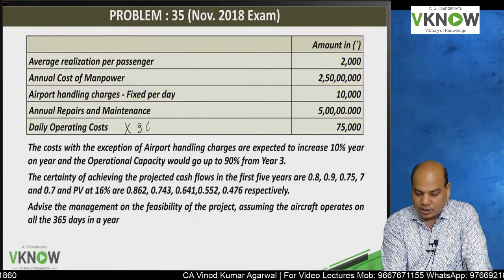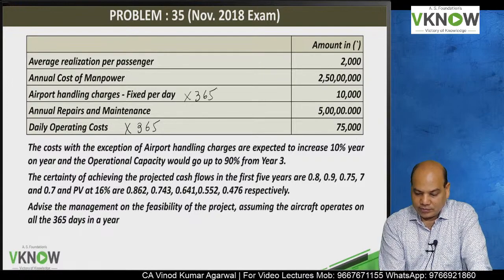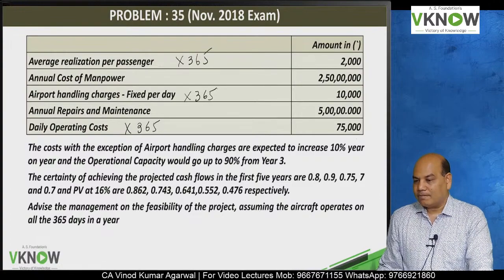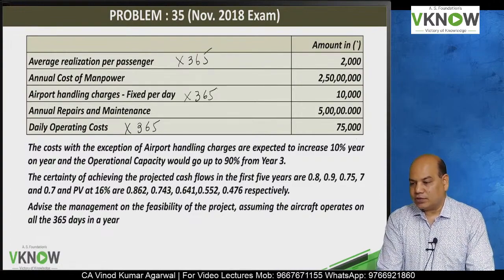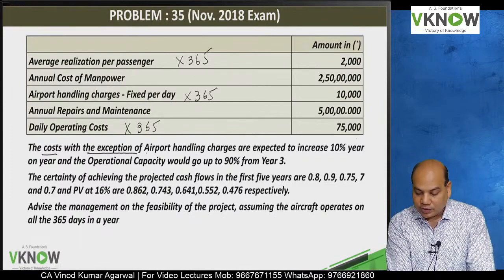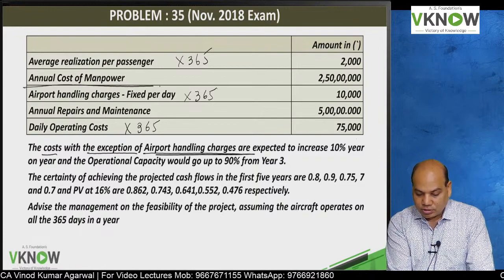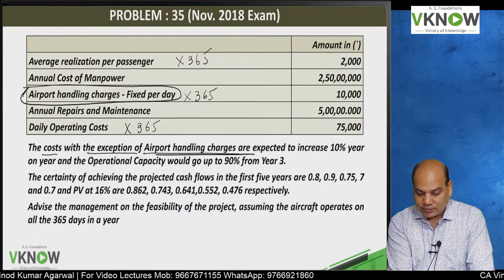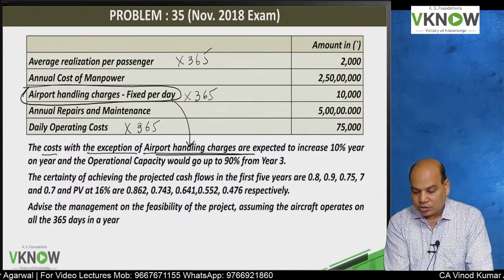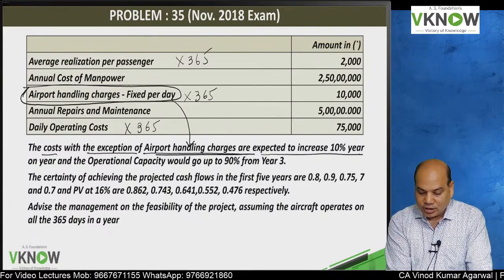So this I'll multiply by 365. This I'll multiply by 365. This revenue I'll multiply by 365. The cost with the exception of, carefully read, cost with the exception of airport handling charges. This is not applicable to this line. This line, the cost with the exception of airport handling charges are expected to increase by 10% year on year.